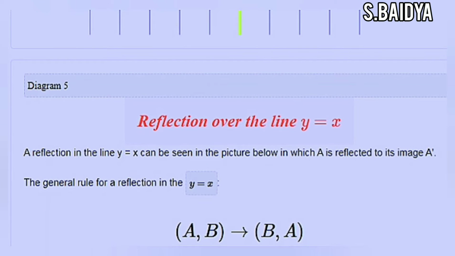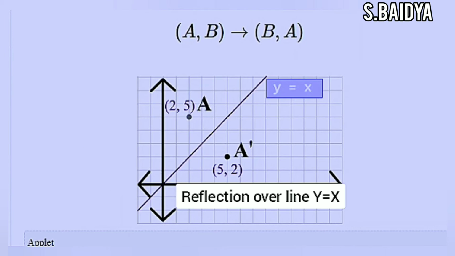Next we are moving to the reflection over the line y is equal to x, that is an oblique line or diagonal line. A reflection in the line y is equal to x can be seen in the picture below, in which A is reflected to its image A dash. The general rule for the reflection in the line y is equal to x is given by the coordinates of (a, b) moving to the point (b, a).